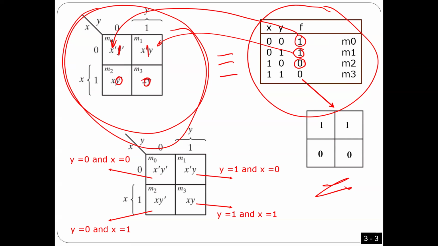Step number 2, once you do that, you have to work on the map itself to calculate the simplified functions, as I'm going to explain. So step number 1, given a truth table, you should represent the truth table in a map. Number 2, given the map, I'm going to explain how you can calculate the simplified functions. Yes, now I can take questions.